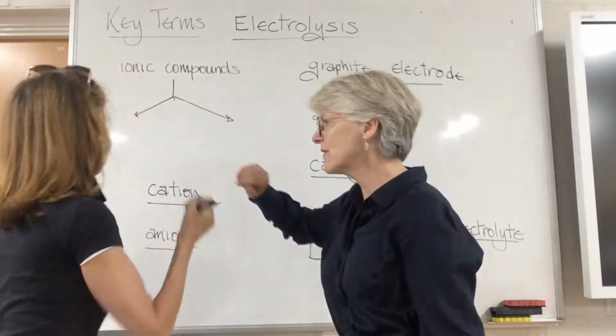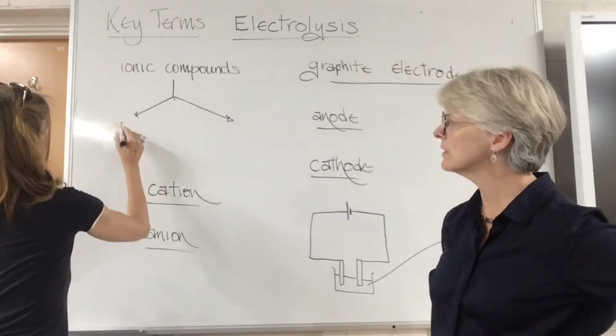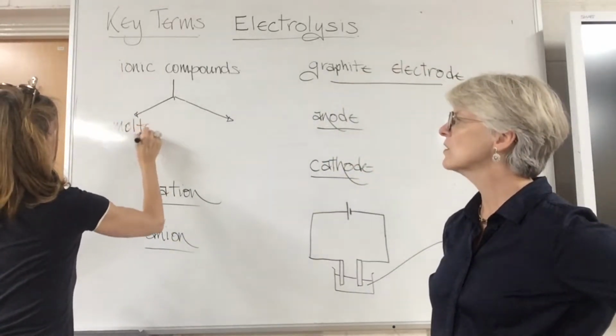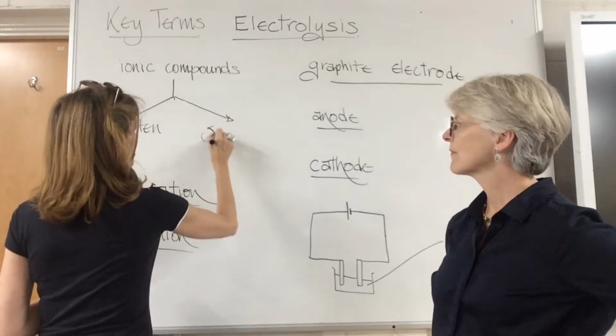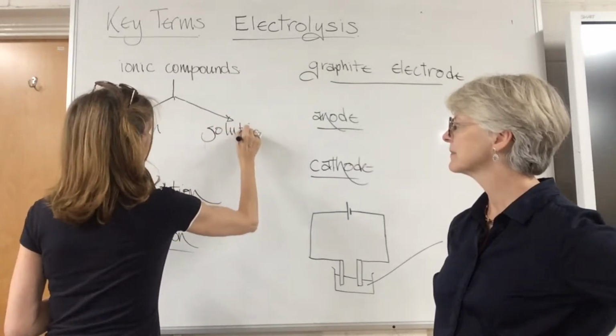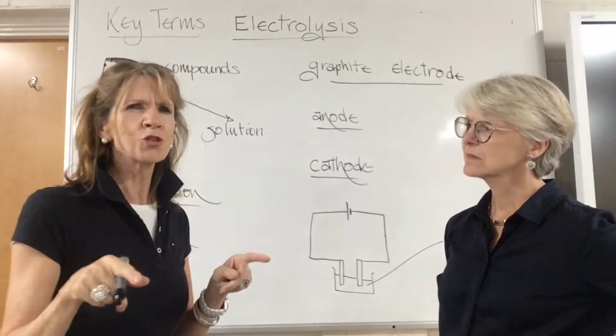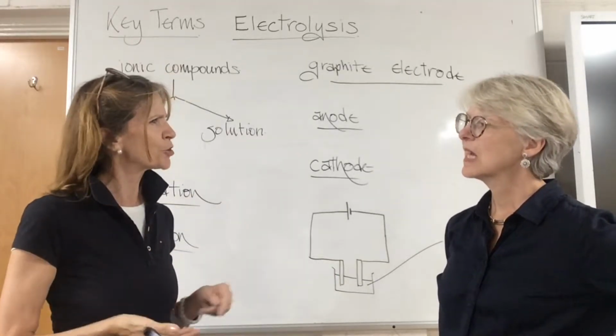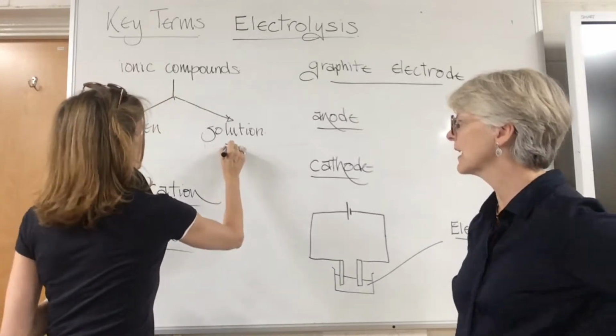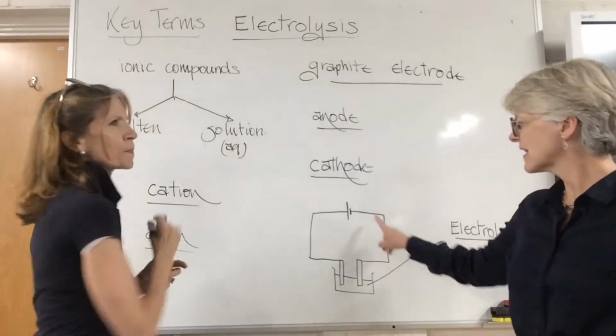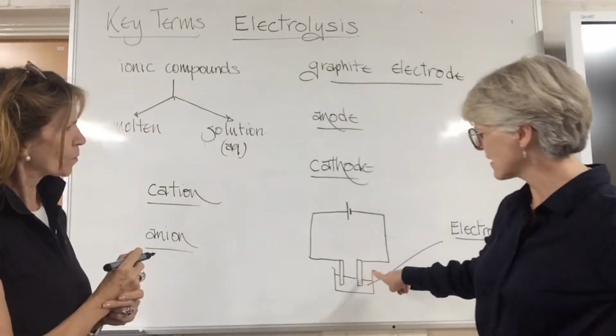And we've got some little arrows here for you to put those in. Molten or in solution. Okay. Now, when you write a chemical equation in solution, it generally is represented by which symbols? AQ. And this is a typical electrolysis circuit.